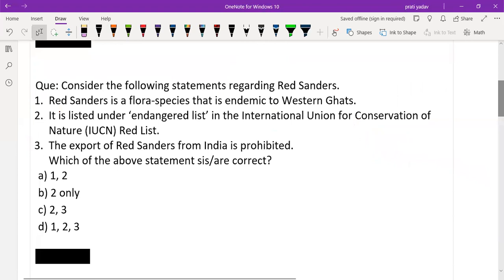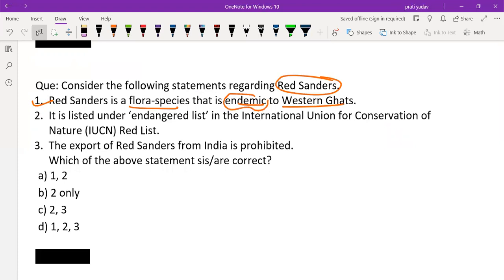Consider the following statements regarding red sanders. First, red sanders is a flora species that is endemic to the Western Ghats. No, it is endemic, but not to the Western Ghats, it is the Eastern Ghats. And it is a flora species. So this part is correct, but the endemic part is not.